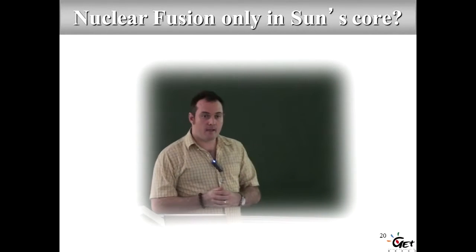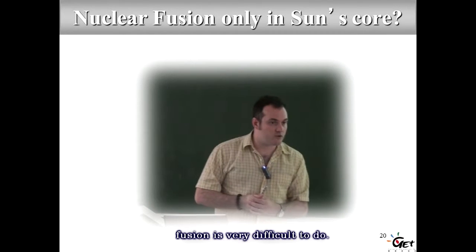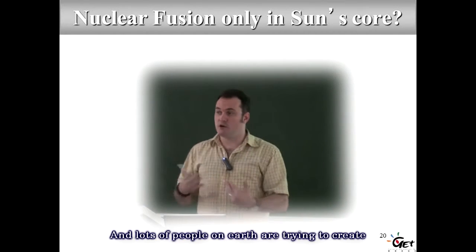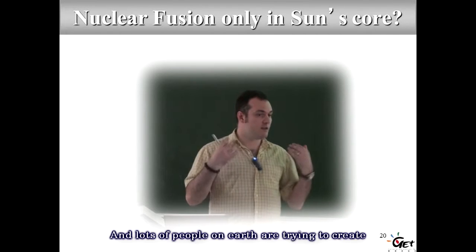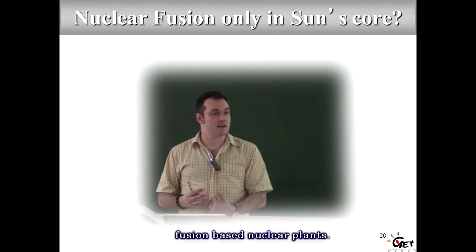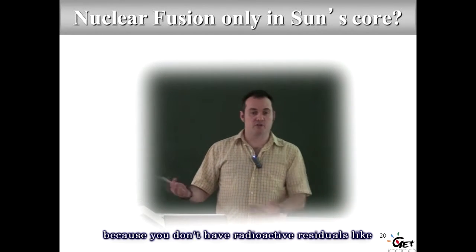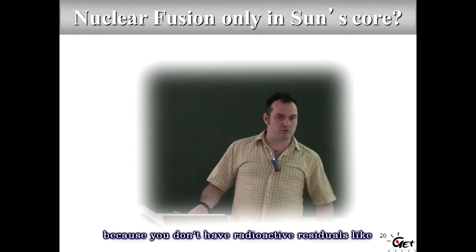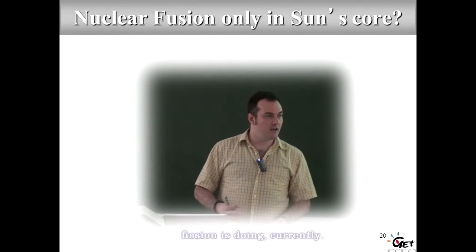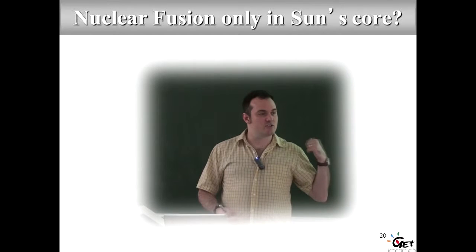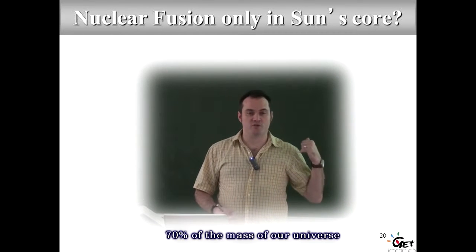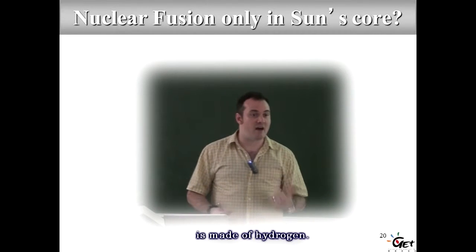However, fusion is very difficult to do. And lots of people on Earth are trying to create fusion-based nuclear plants. That's ideal, because you don't have radioactive residuals like the fission is doing currently. And 70% of the mass of our universe is made of hydrogen.